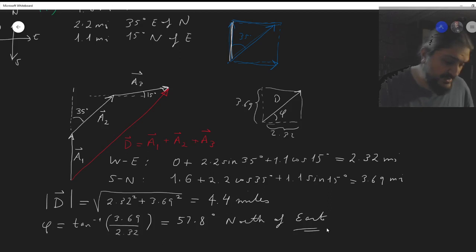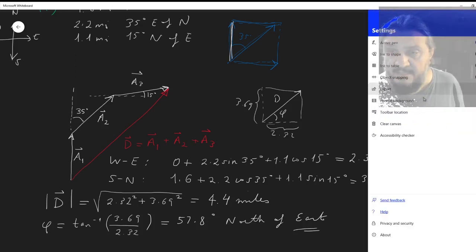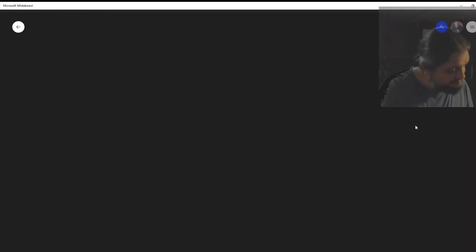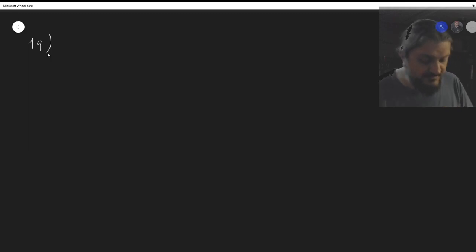So chapter 3, problem number 11: 4.4 miles at 58 degrees north of east. Okay, good. This was a displacement problem. Let's do velocity. Let's do an average velocity problem, number 19. Jason drives due west with a speed of 35 miles per hour.